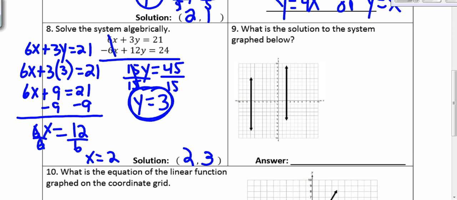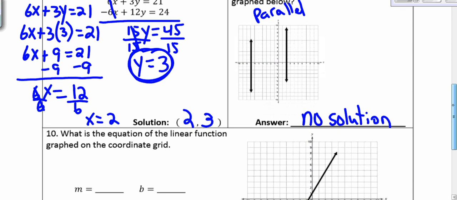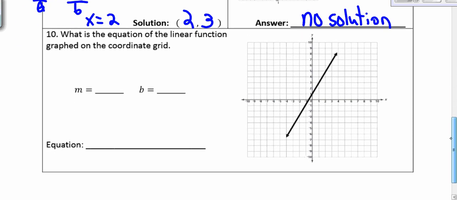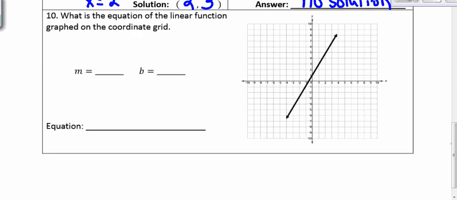Number 9, what is the solution to the system graphed below? These are parallel lines. Parallel lines never meet. So if they never meet, there is no solution. They will never cross. There is no point where these two lines will intersect.